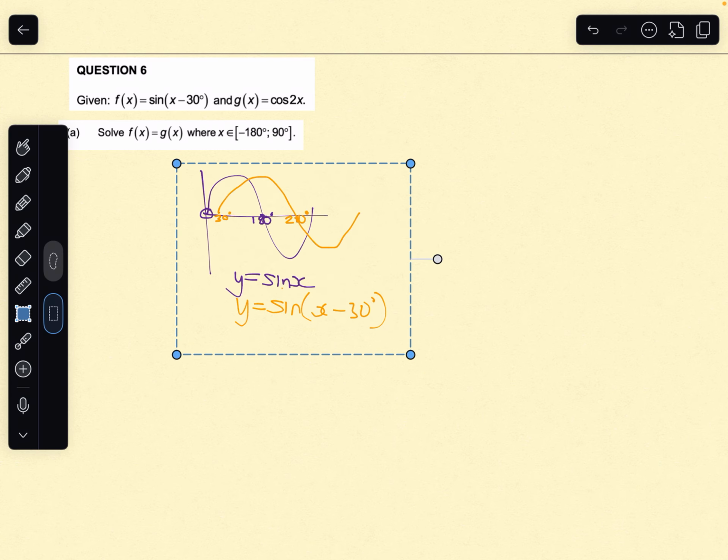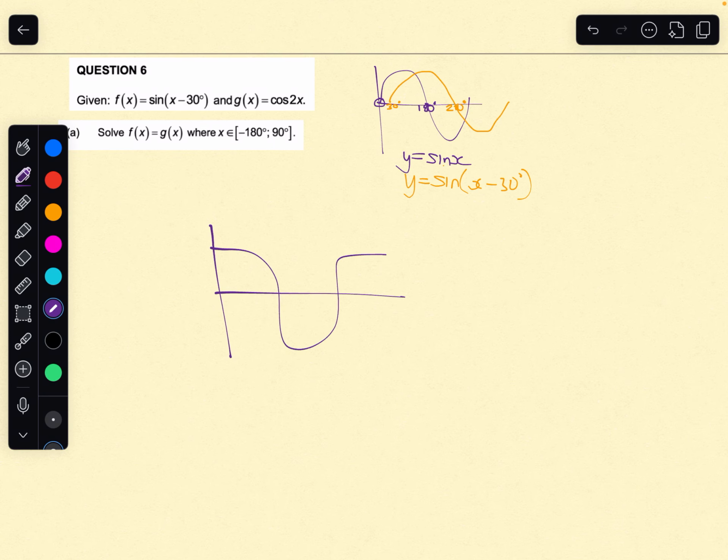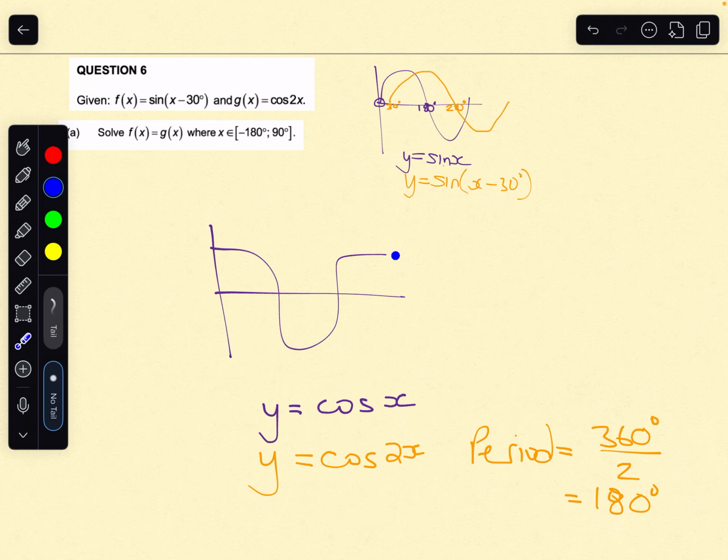And then the other graph is y is equal to cos 2x. So again, if we think about a normal cos graph, i.e. y is equal to cos x, what does y is equal to cos 2x look like? This would be one where the period of the graph is no longer 360 but 360 divided by 2. So it's a bit of a squished cos graph. This one would take 360 degrees to complete a wave, so this is 0 and it ends at 360 and then another wave starts.